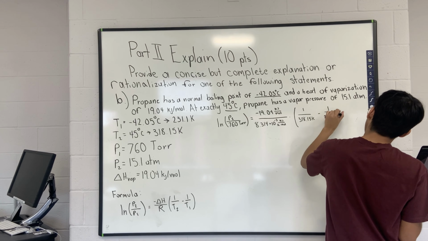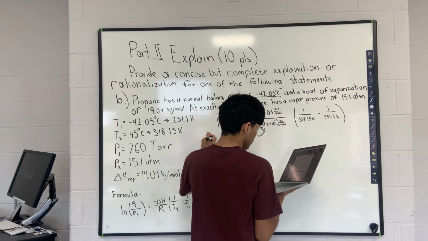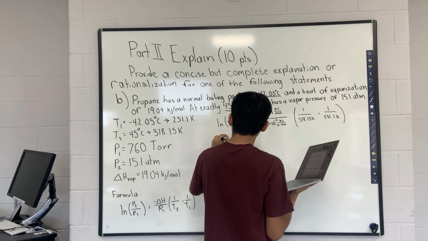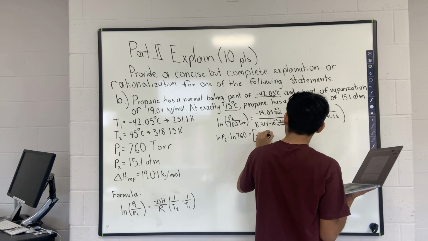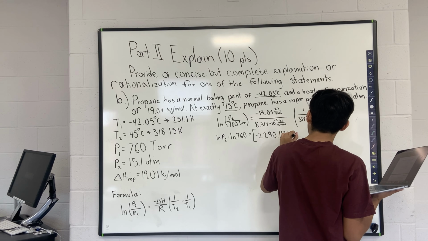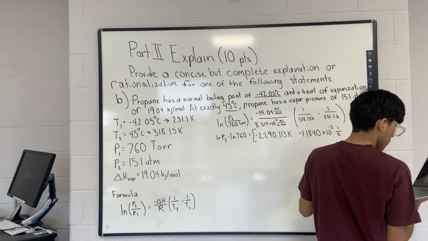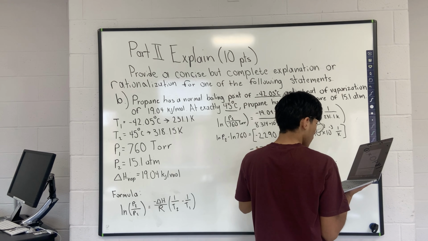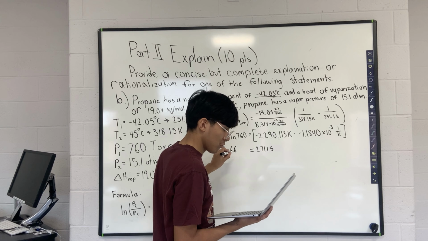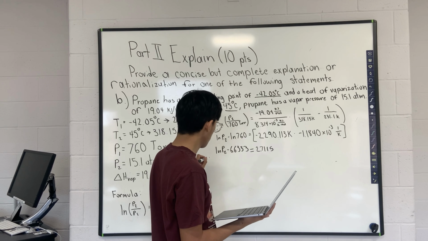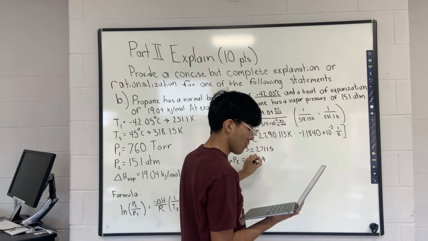I then put it into the calculator in parts, so I got ln P2 minus ln 760, which is equal to negative 2,290.113 K times negative 1.1840 times 10 to the negative third, 1 over K. And with that, I then simplified it once more in the calculator, which gave me ln P2 minus 6.6333 equals 2.7115.